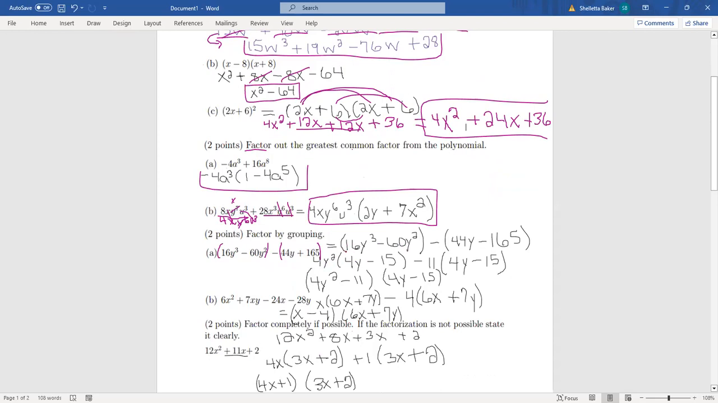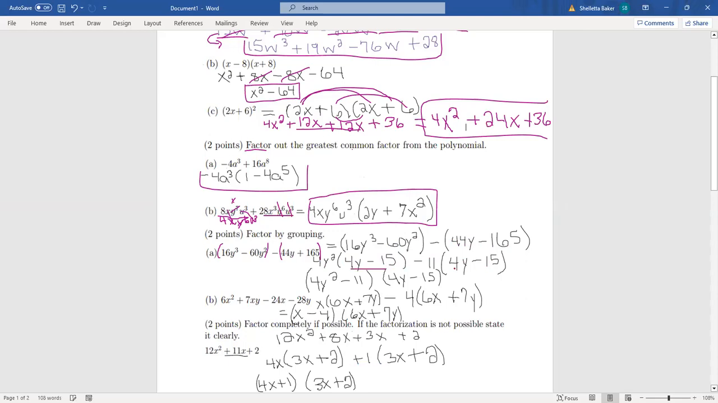So our greatest common factor for that first group is 4y squared. And when we factor 4y squared from 16y cubed, we get 4y. When we factor 4y squared from the minus 60y to the second power, we get minus 15. Now our second group, we factored out 11. Factoring 11 from 44y leaves 4y. And 11 from the minus 165 leaves 15.